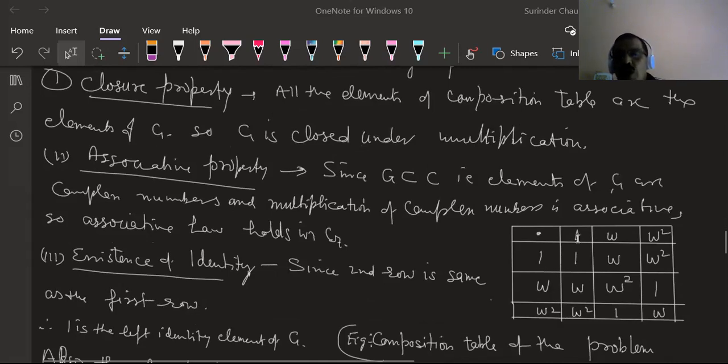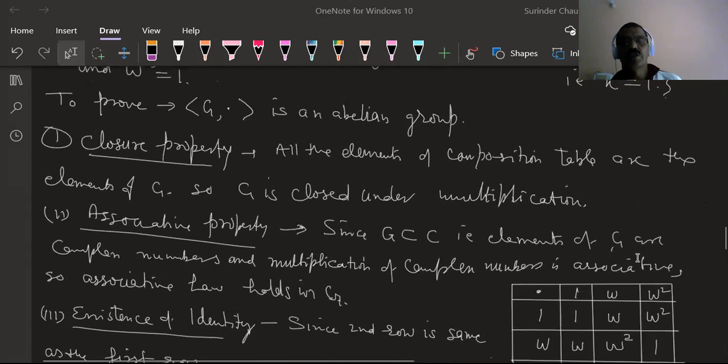We multiply them: 1 into 1, 1 into omega, 1 into omega square, omega into 1, omega into omega square, omega into omega, omega cube is equal to 1, omega square into 1, omega square into omega, omega cube is 1, omega square into omega square is omega 4, which is omega cube into omega, gives you omega. So we have first formed this composition table by multiplying the elements of the first column. Now from this composition table we conclude whether this will form an abelian group or not.